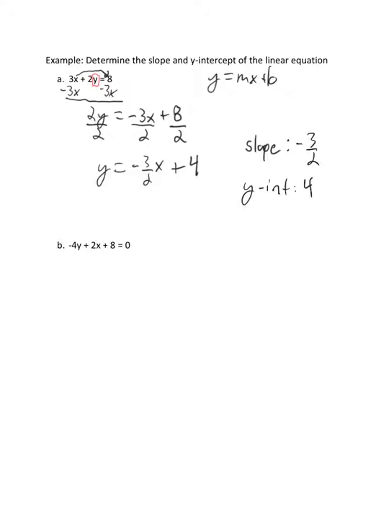Then since it's 2 times y, and we want to undo that multiplication, we undo multiplication with division. And I can divide both sides by 2 as long as I divide everything by 2. And so y equals -3 over 2x plus 8 divided by 2, which would be 4. So we know now the slope, which is the same thing as m, would be -3 over 2, and the y-intercept would be the positive 4.